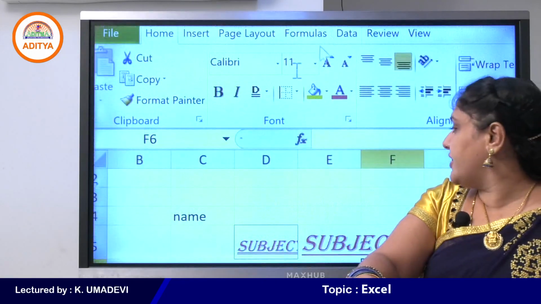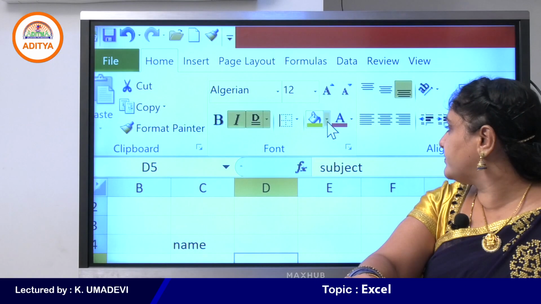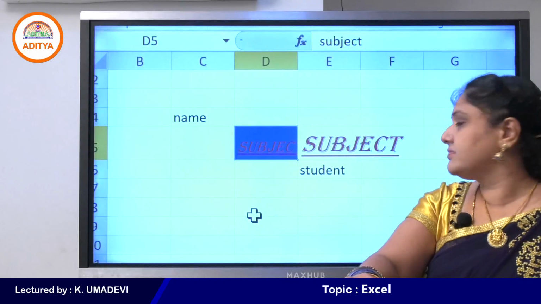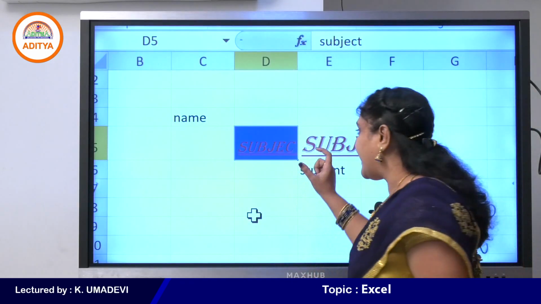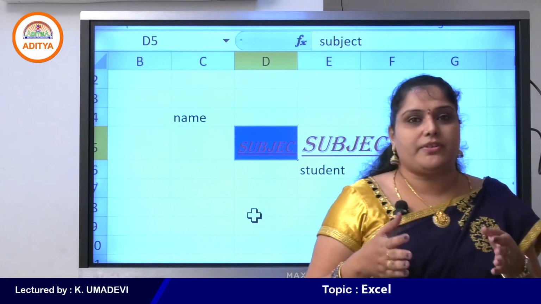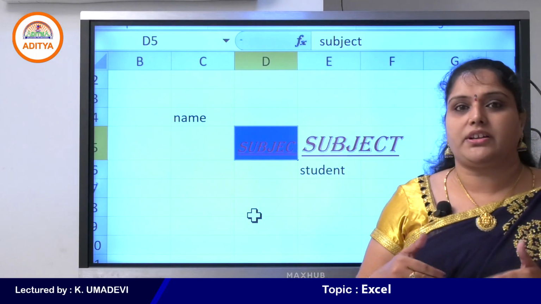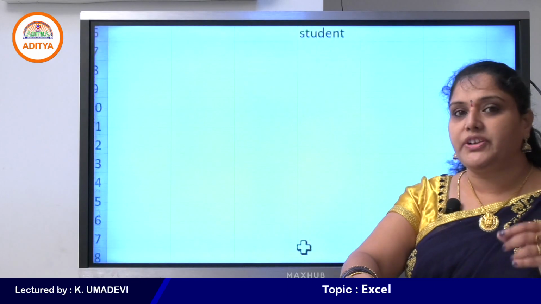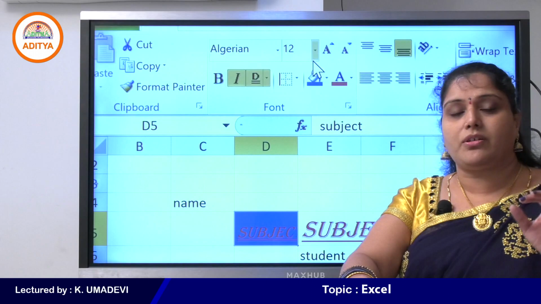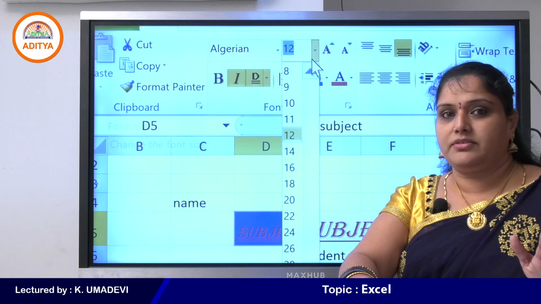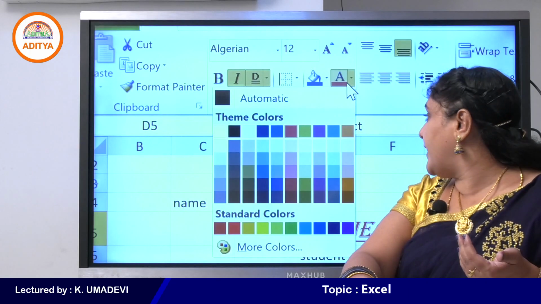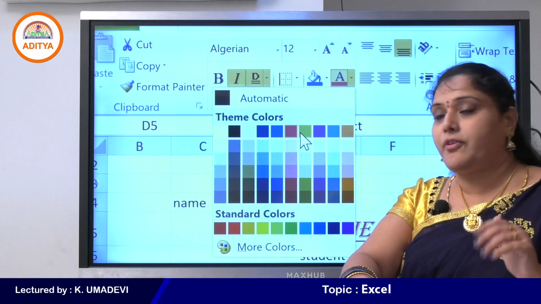Okay, students. So next one is fill color. If you want to fill the background of the cell, not the text. If you want to apply color for the text, simply go to the font color, but this is called the fill color tool. The fill color tool is used to fill the background of the cell. If you want to apply the font color, use the font color tool.